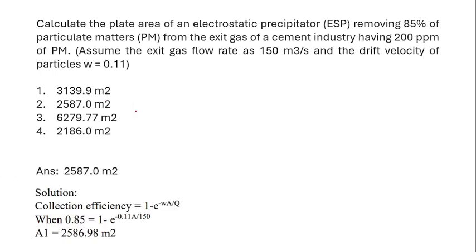It is derived using this formula, where the collection efficiency eta T is equal to 1 minus e power minus W A divided by Q. Here A is the collection plate area, W is the drift velocity, and Q is the flow rate of the exit gas. All the values are known; we have to find only A. Eta T is given as 85%, so 0.85. Substituting all the values, 0.85 is equal to 1 minus e power minus 0.11 into A divided by 150.